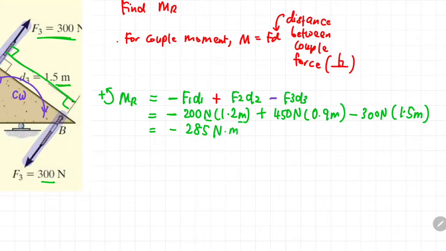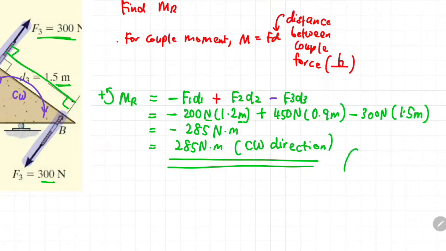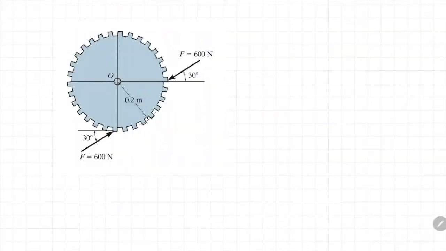So this expression can also be rewritten as 285 Newton meter. But what is the direction? Kalau negative, the direction is clockwise direction. Please include the direction in your final answer. Now let's look at the second example.